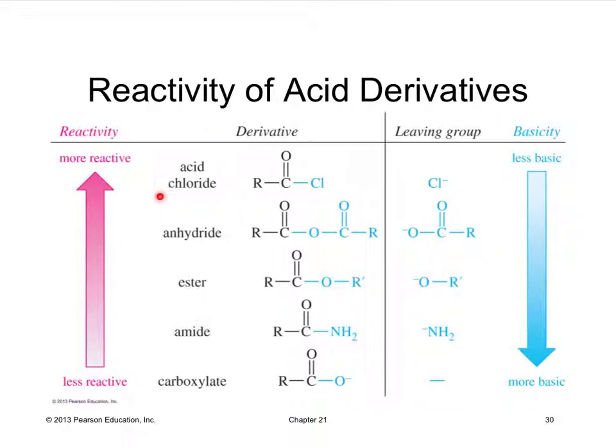reactivities. So acid chloride is most reactive, followed by anhydride, then esters, amides, and then carboxylates. And then in leaving group, the counterpart, so the chloride is less basic, but as you're going down this, you're getting more basic.